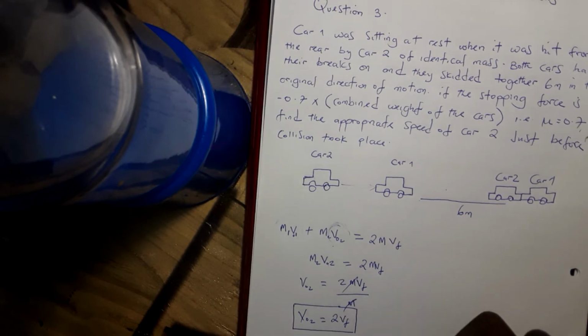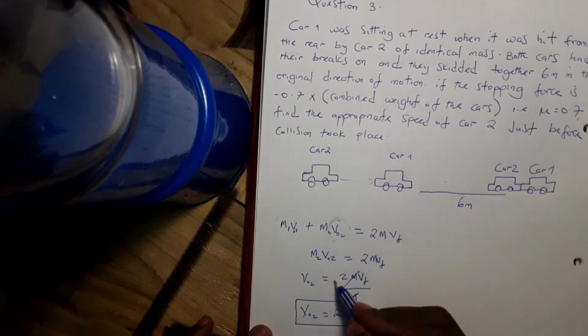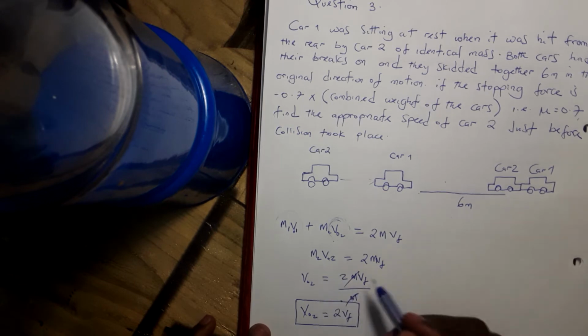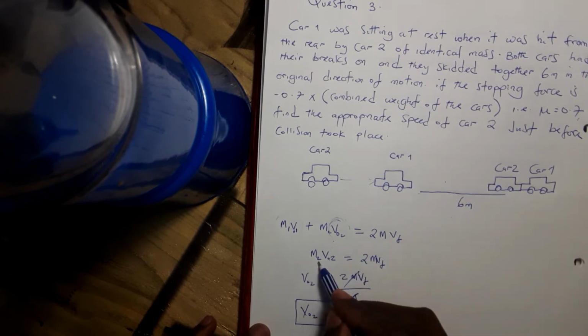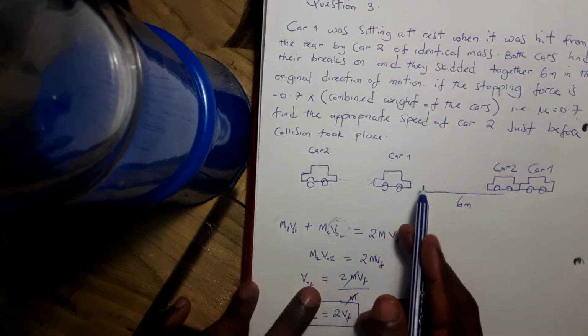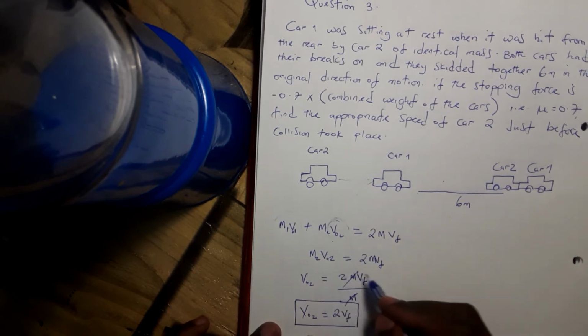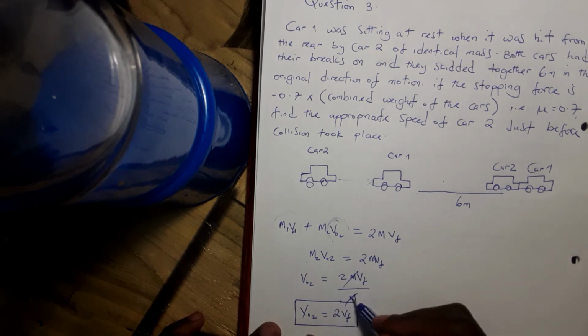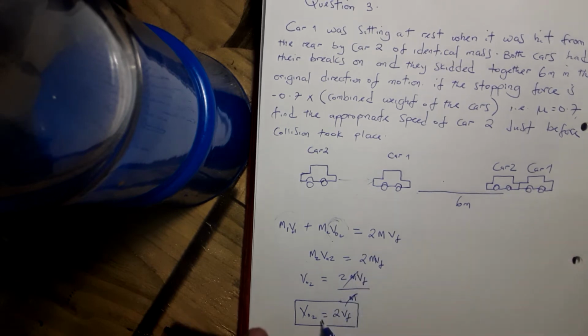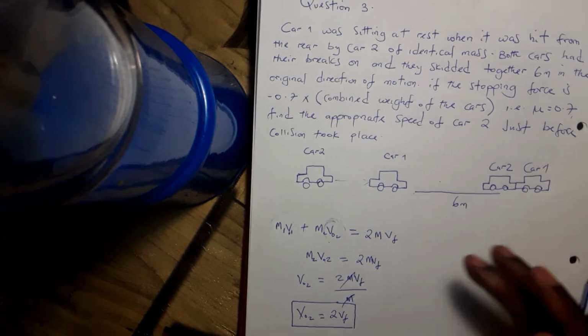which is equal to 2m times the final velocity. So we divide both sides by this m. By the way, this smaller 2 down here is just an indication of the mass for car 2. So we write our m here, and then we divide this side or cancel out, so we shall remain with the initial velocity of car 2 equals 2 times the final velocity. This is our first equation.